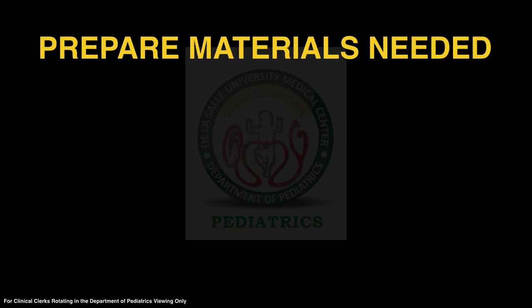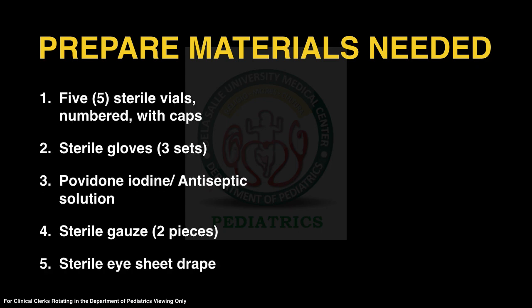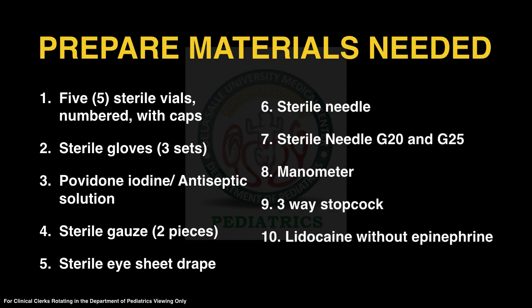The following are the materials needed to be prepared in doing lumbar puncture. We need 5 sterile vials, which are numbered with caps, sterile gloves of 3 sets, povidone iodine and antiseptic solutions, sterile gauze 2 pieces, sterile ice sheet, sterile needle of gauge 20 to gauge 25, a manometer, a 3-way stopcock, and a lidocaine without epinephrine.